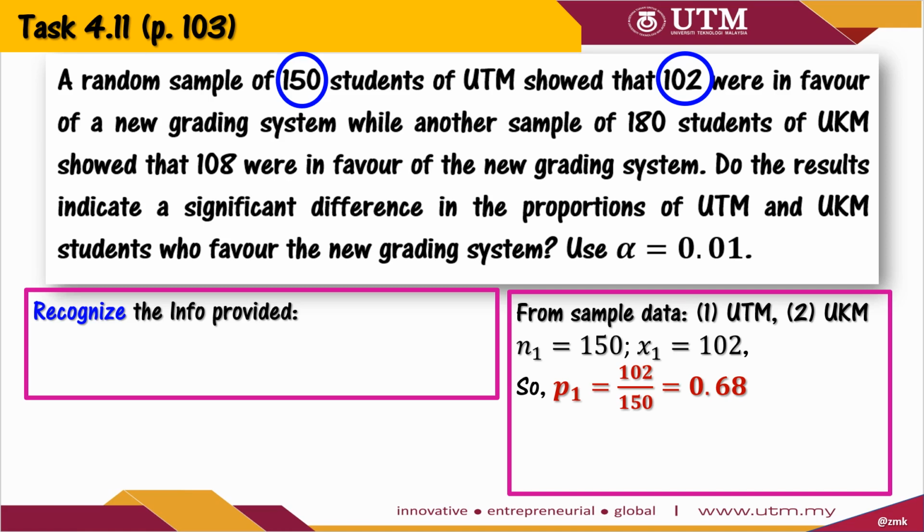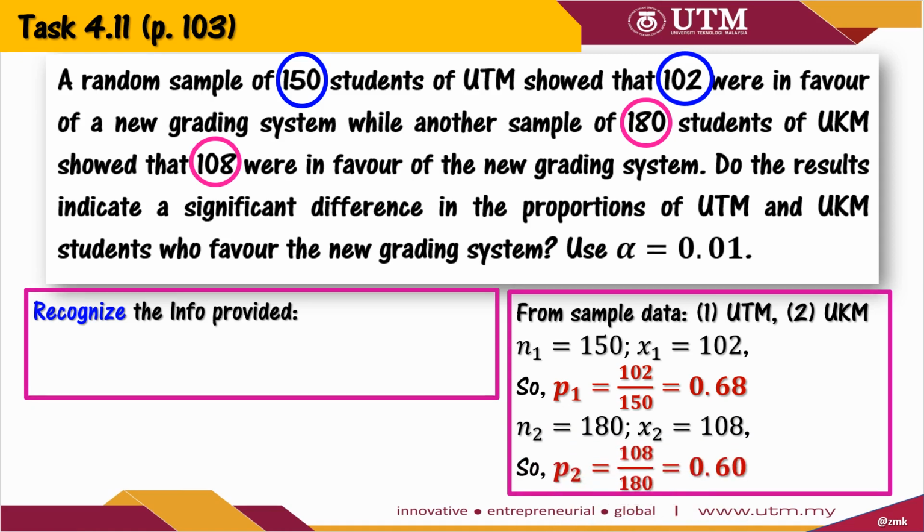Similarly, we have 180 UKM students, where 108 of them were in favor of the new grading system. In notations, we have n2 and x2, which lead to the second sample proportion p2, which is the sample proportion of UKM students who were in favor of the new grading system, given by 0.6. Having identified this information, we need to ask what parameter we want to test.